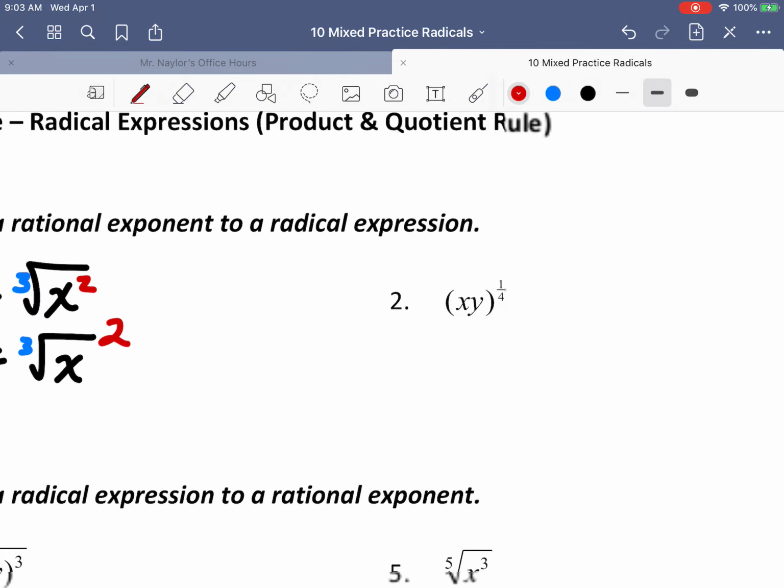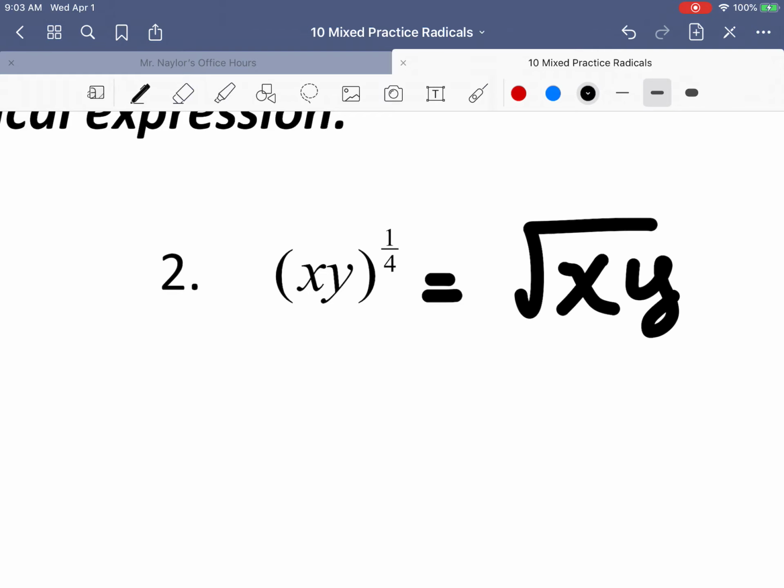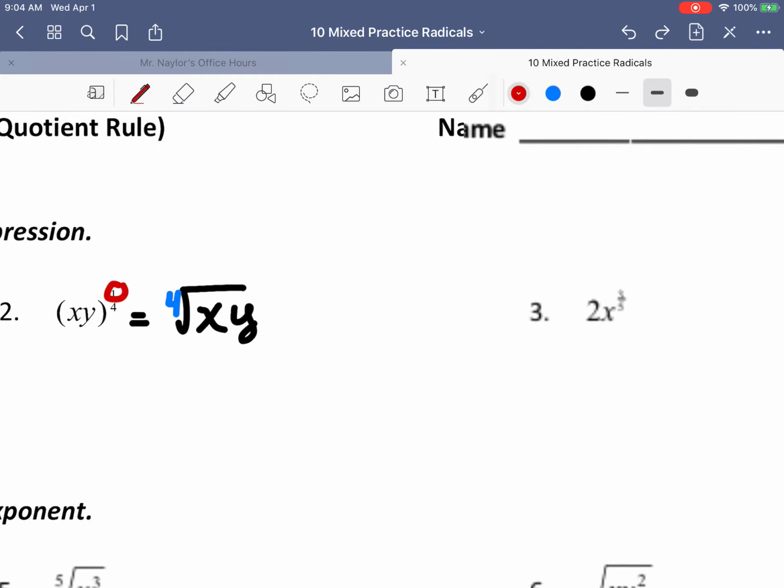So 1/4, well, 1 is the power, 4 is the root, but really it's understanding that we're writing this as some type of radical. So it's definitely going to be a radical of xy, and the only thing to make this right is to put a 4 right here. Really don't need to see the 1 because a power of 1, of course, is not going to change anything in this problem. So you can leave that out. We have the 4th root of xy.